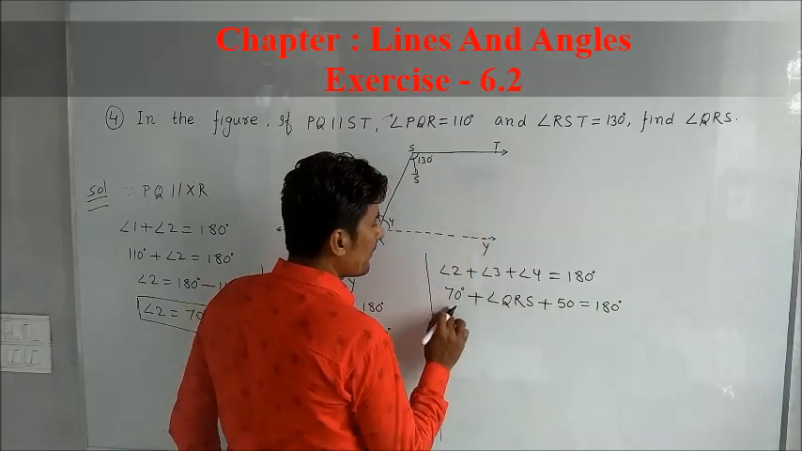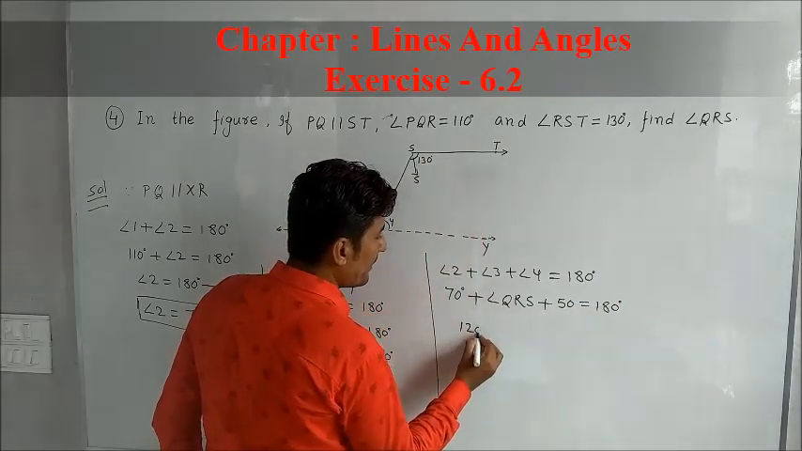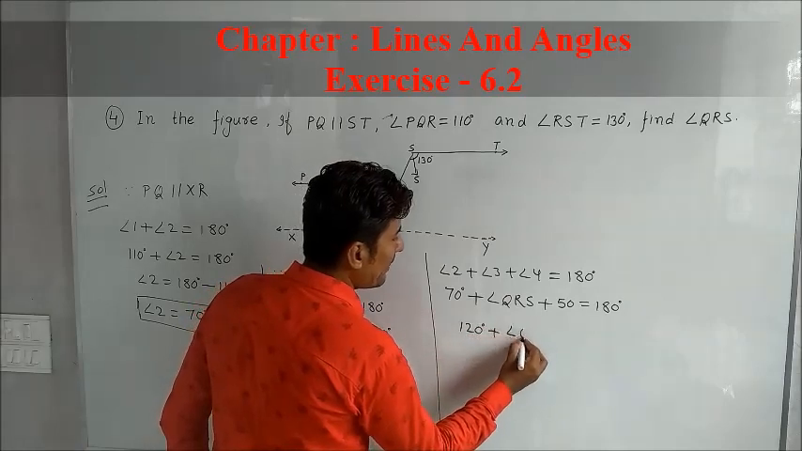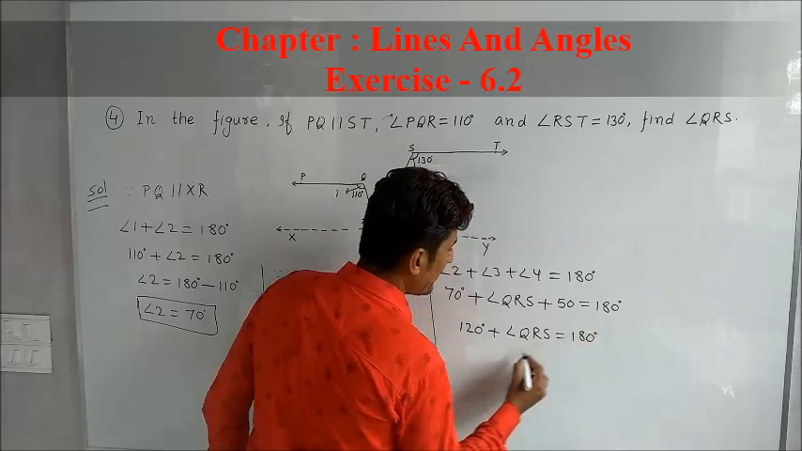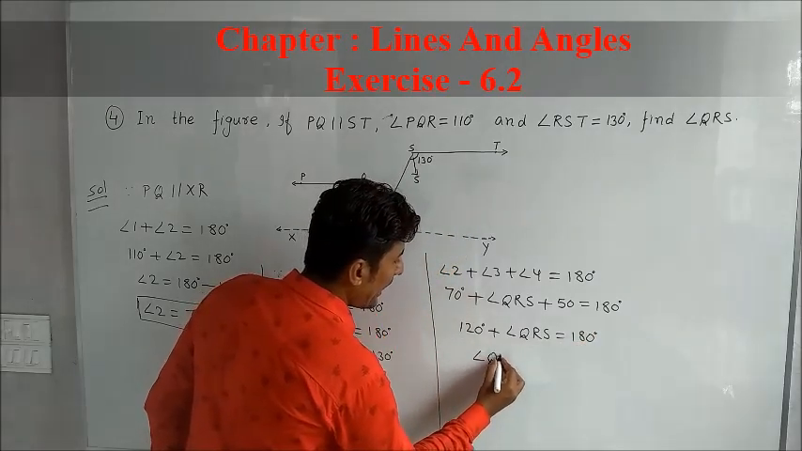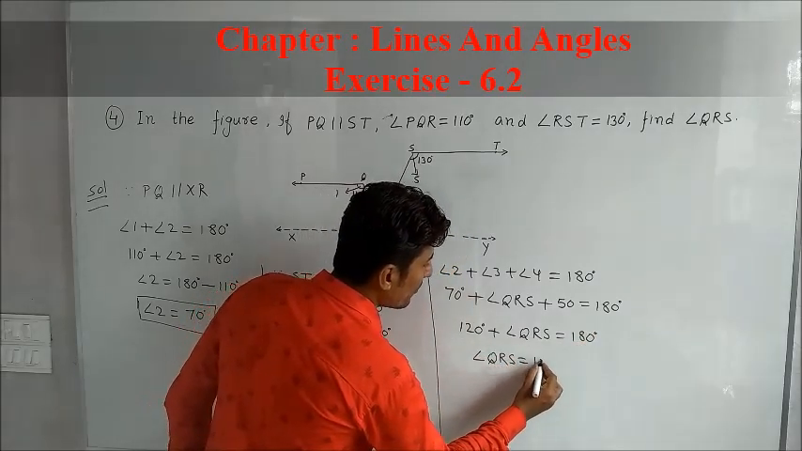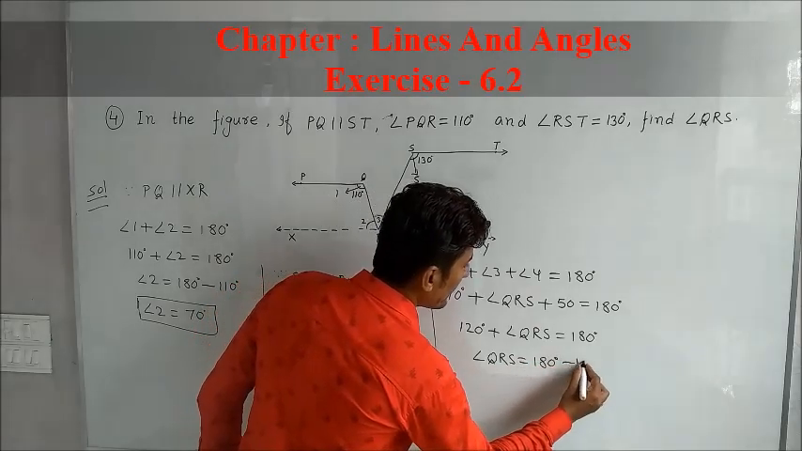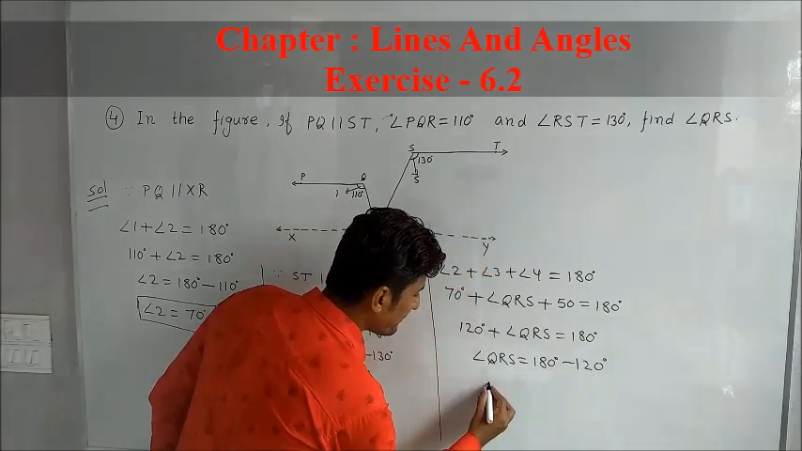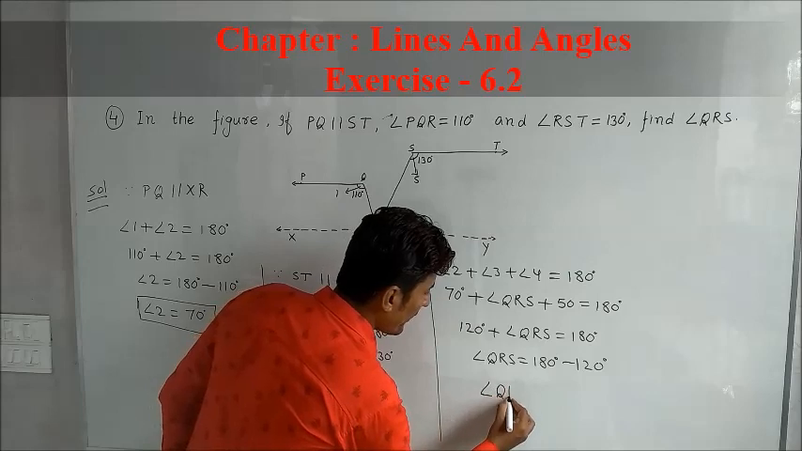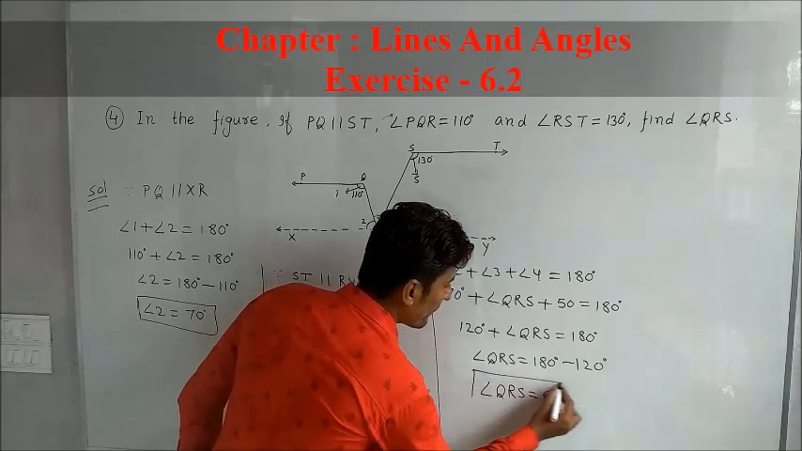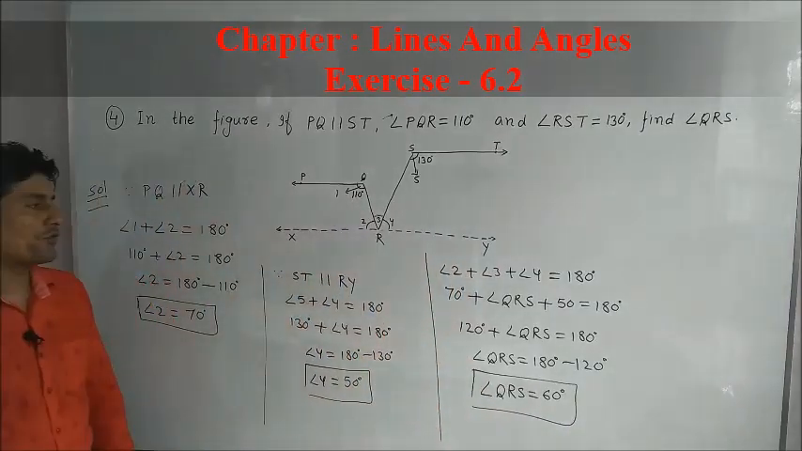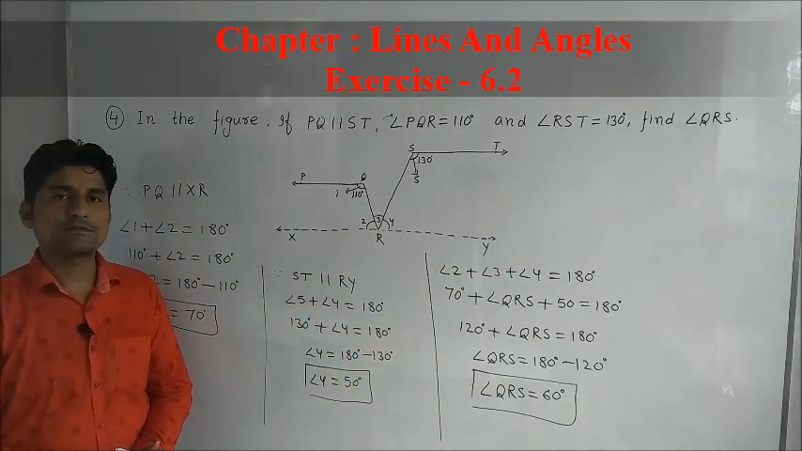Now we can add these two, 70 plus 50 equal to 120 degrees, plus angle QRS is equal to 180 degrees. Finally we can write here angle QRS equals 180 degrees minus 120 degrees. Now we got the value of angle QRS, that is equal to 60 degrees. So this is the final solution of this question.